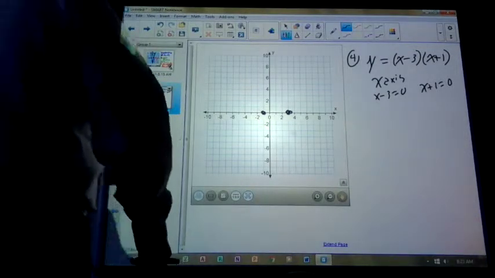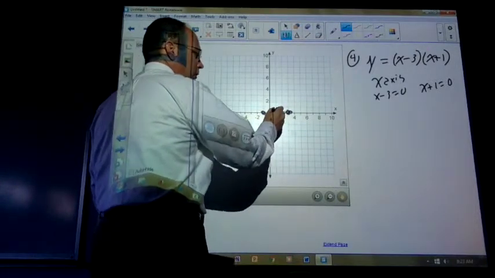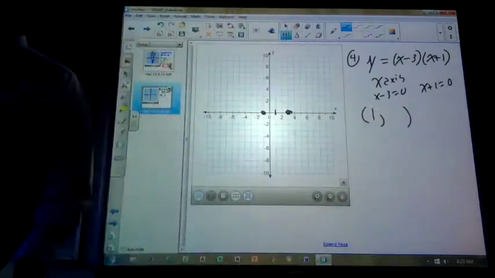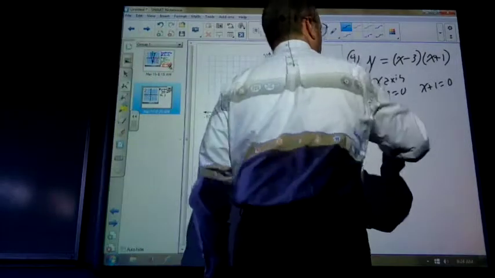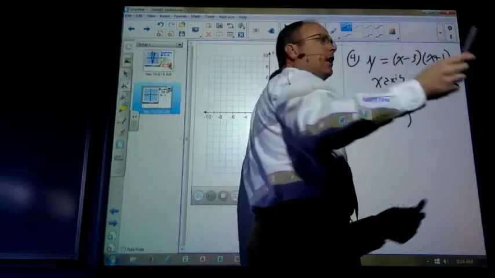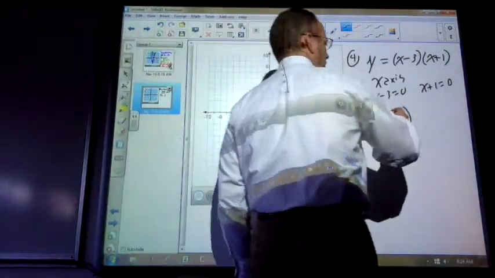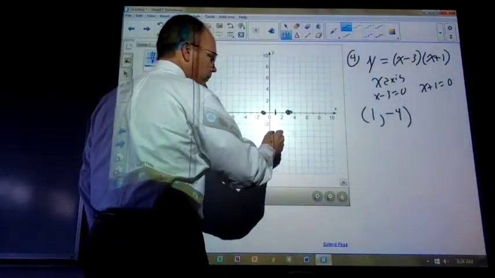Now the vertex, you have to understand, is halfway between these. So looks like right about here, the vertex is going to happen at x equals 1, something. How do you find the vertex? Where should I plug that x equals 1 into? Back into the original, okay? Because this is y equals. So if I plug this back in, I get 1 minus 3, which is -2. 1 plus 1, which is +2. -2 and +2 multiplied together give me -4. So I get 1, -4, which is down here.